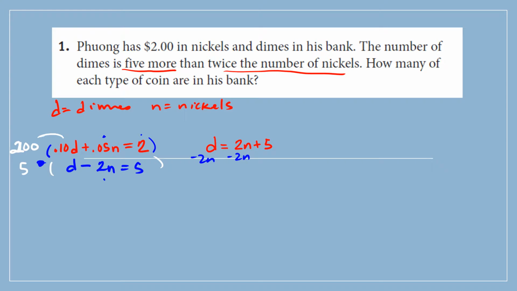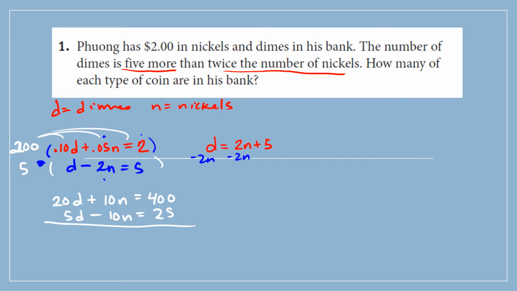So if I do that, I would have 20d plus 10n equals 400. And then down here I'm going to have 5d minus 10n equals 25. So you can see that the n's are going to cancel. Now, if you hadn't done it all in one fell swoop, you could have gotten rid of the decimals first and then figured out how to make the n's match. It's just a matter of how strong you are at your multiplication and your math facts.